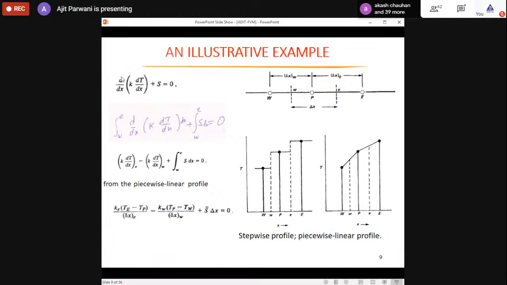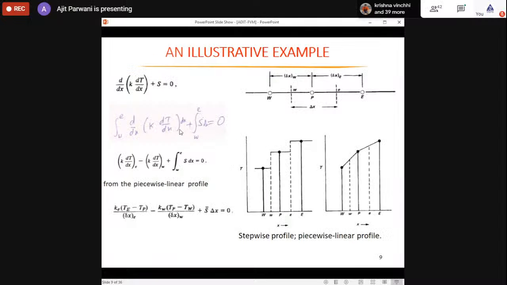The second step is to integrate this equation over this control volume. The control volume has two surfaces, the east surface and the west surface. So integrate this equation from west to east, integrating each term. Now if we integrate this term, what will we get? We will get k dT/dx at east minus k dT/dx at west, plus this other integration, which I will discuss later.